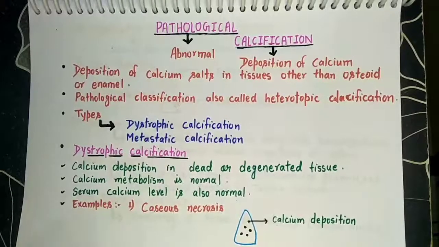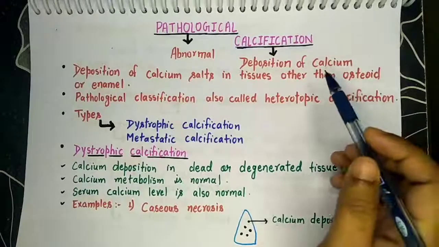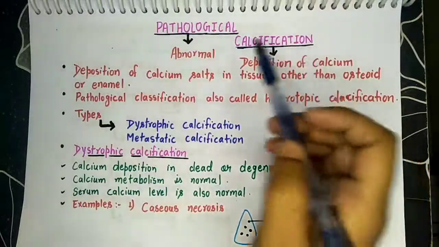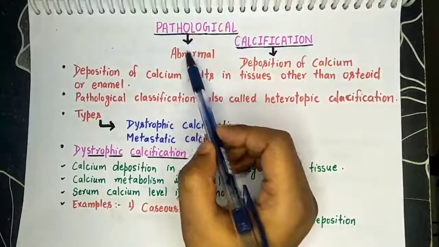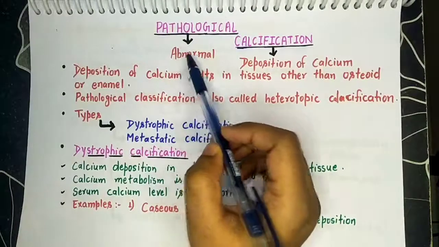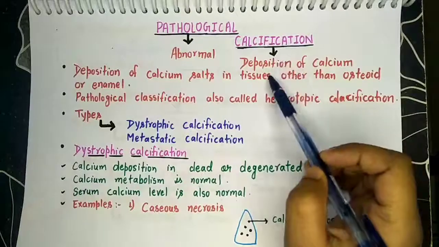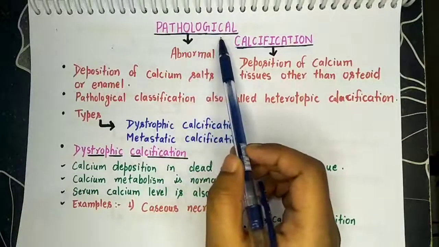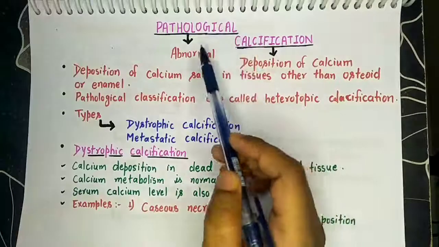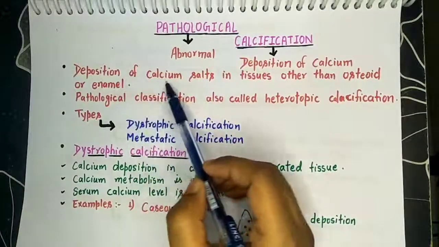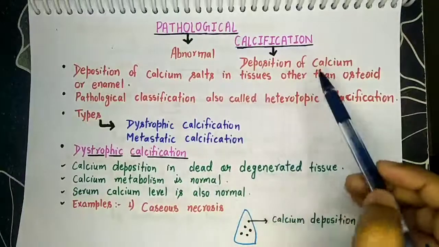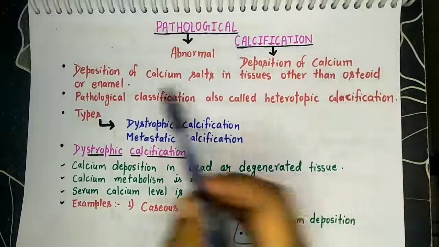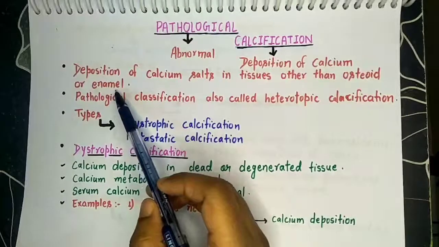Today's topic is pathological calcification. So, what do you mean by pathological calcification? First of all, the word pathological means abnormal tissue or cell, and calcification means deposition of calcium in the tissue. Pathological calcification overall can be said to be deposition of calcium salt in the tissues other than osteoid and enamel. Osteoid means bone and enamel is present in the teeth.